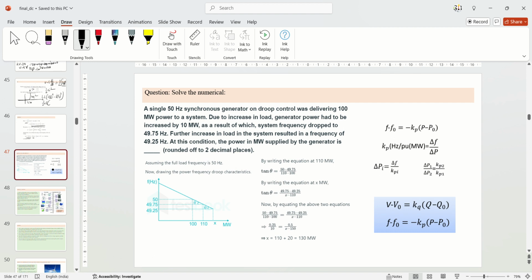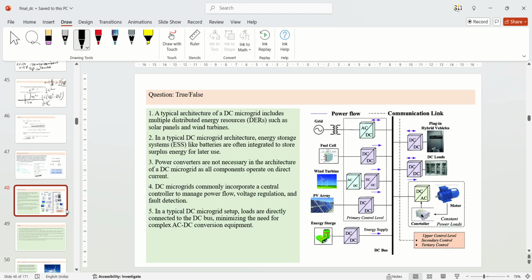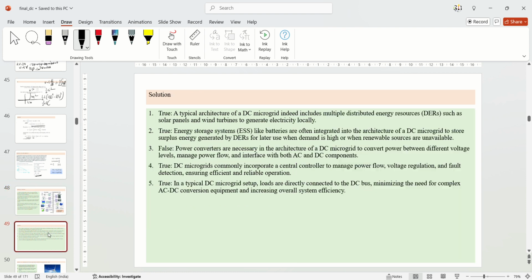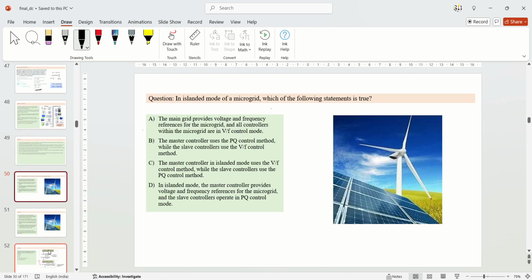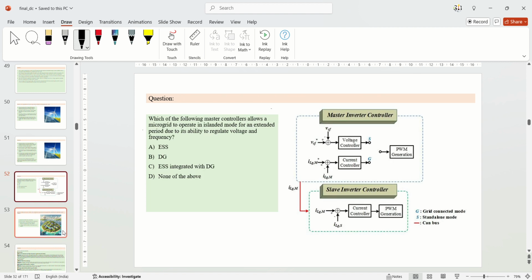This question is related to the droop control. This also I have put a solution here. Just you have to go through that. Okay. So this question is related to the DC microgrid typical architecture. Here also I have given the solution for this question. This question is also related to the same, and this is related to the master and slave configuration that we have already discussed.